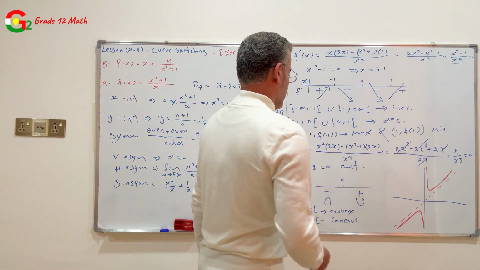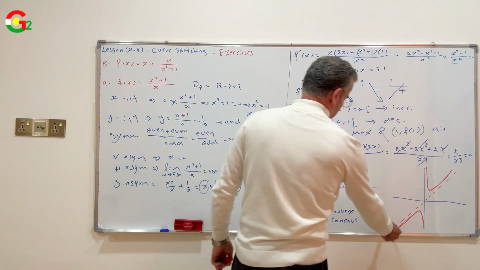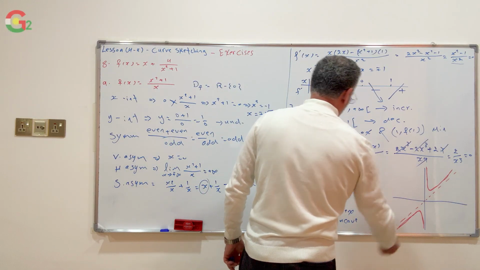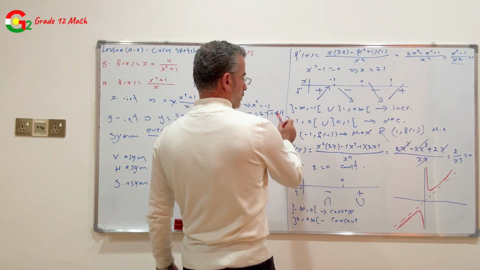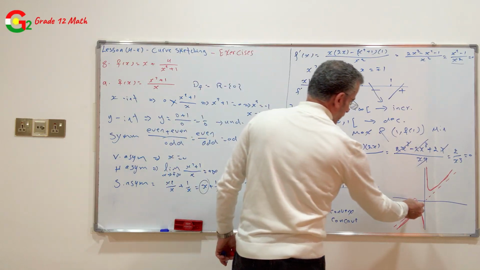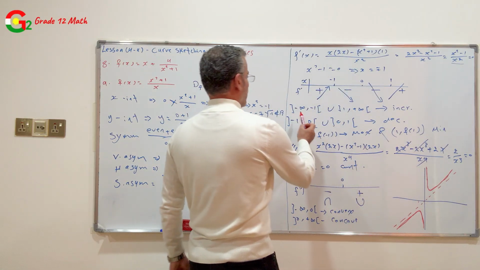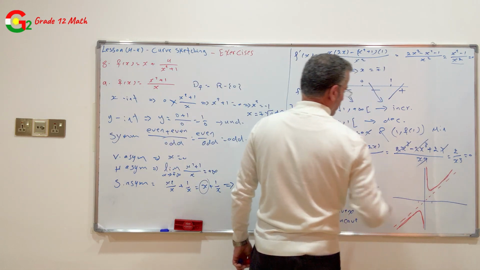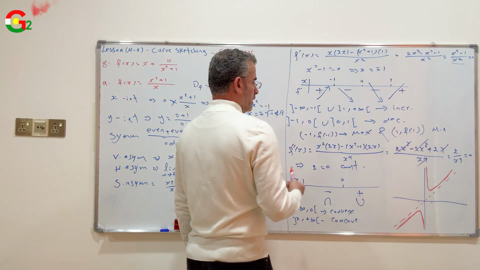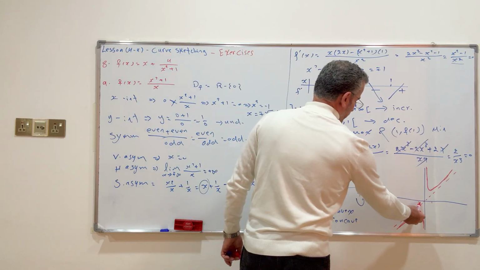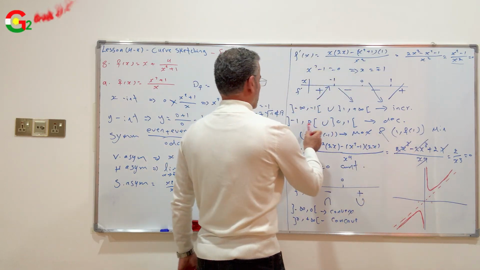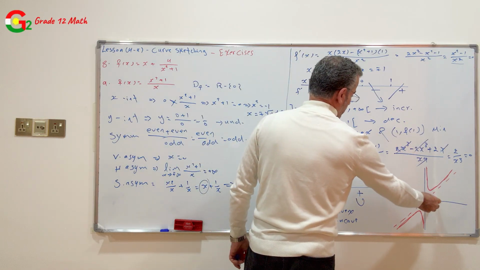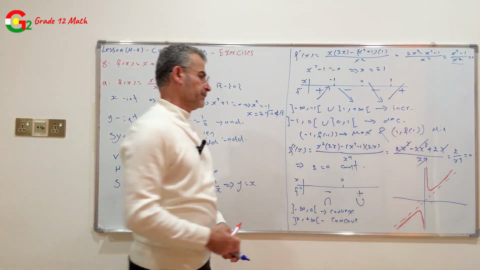Also, the interval of increasing is from negative infinity to negative 1, sorry, from 1 to positive infinity, and decreasing from negative 1 to 0, union 0 to 1.